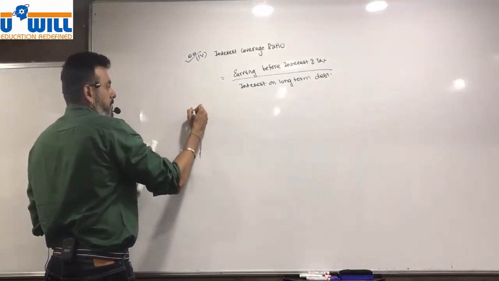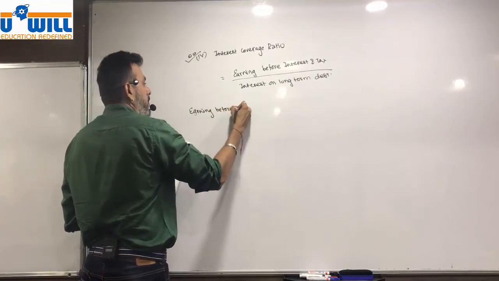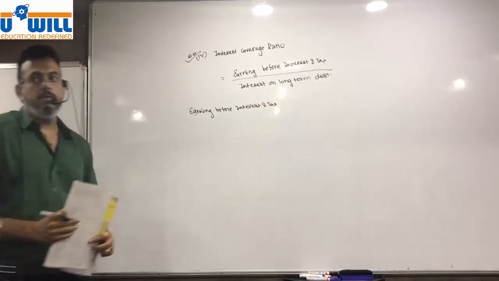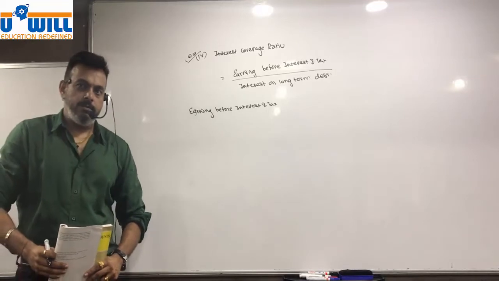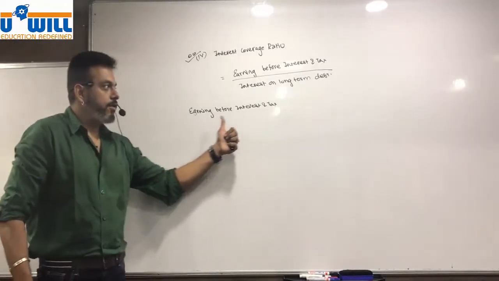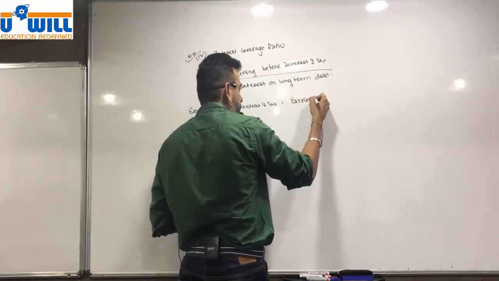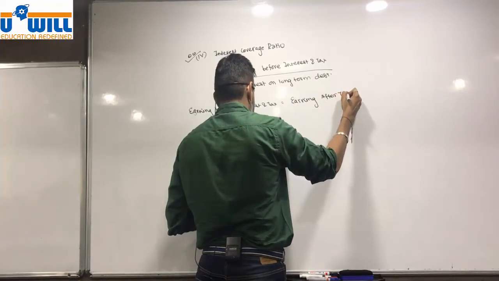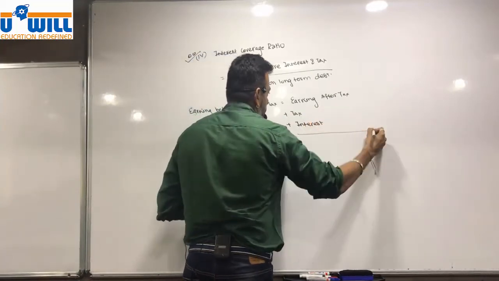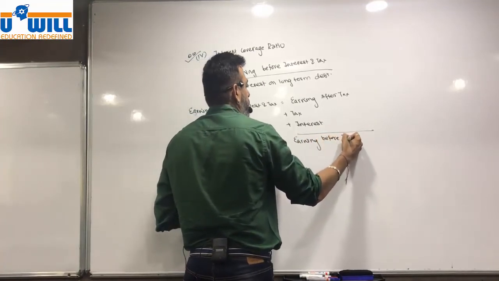Now, earning before interest and tax, it's also known as EBIT. EBIT, E-B-I-T. Earning before interest and tax we have to find. So you will be given earning after tax. In that we will add tax and we will add interest. So you will get earning before interest and tax.